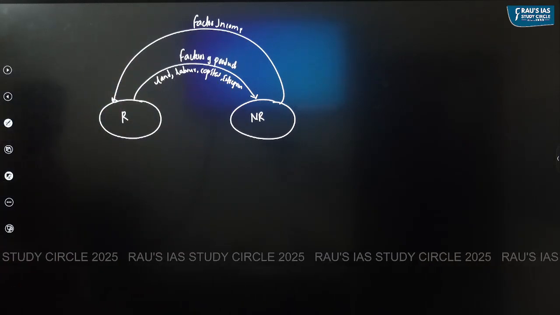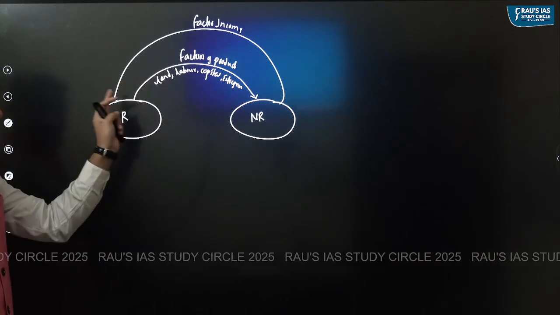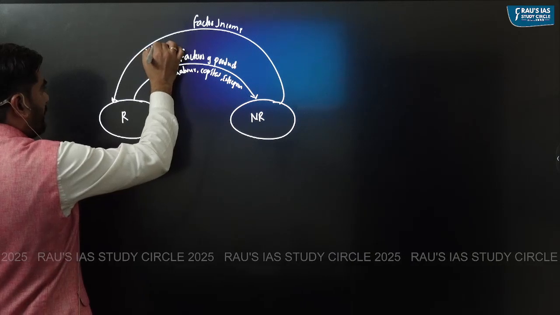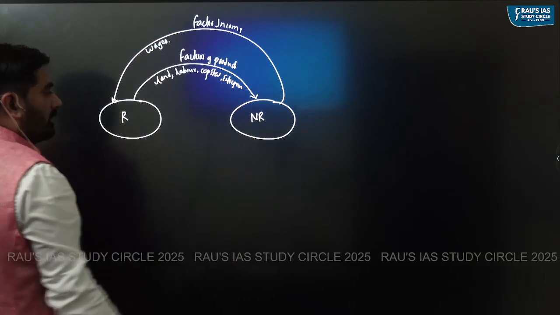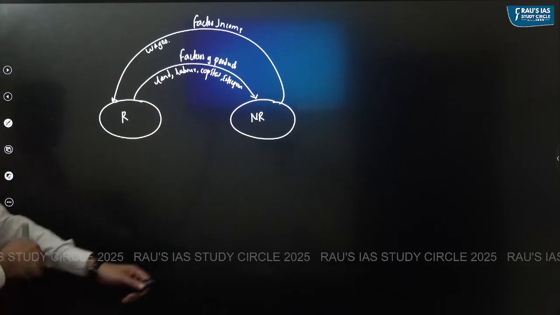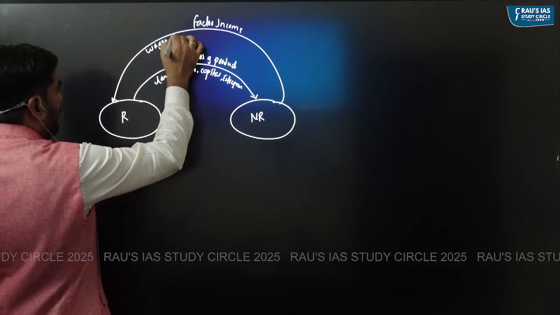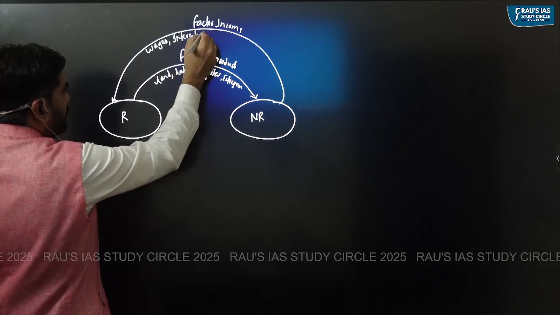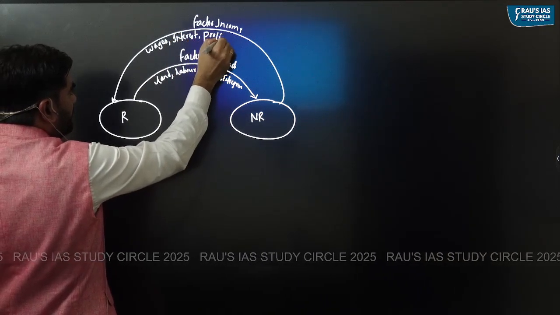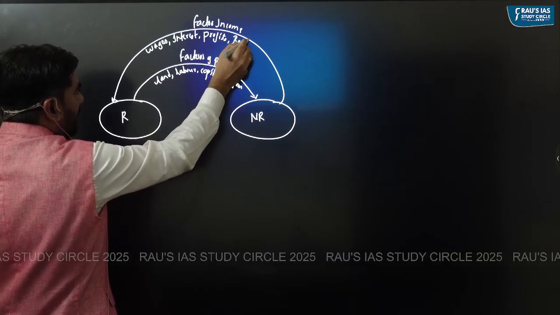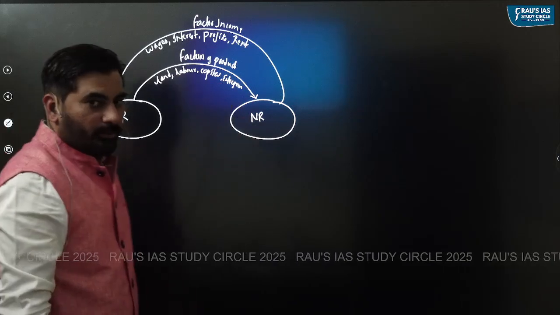For example, for the labor that residents may provide for non-residents, they get wages, right? For capital, which they provide, they may get interest. For providing entrepreneurship, they may get profits. And for providing land, they may earn rent. So these are the factors of production.